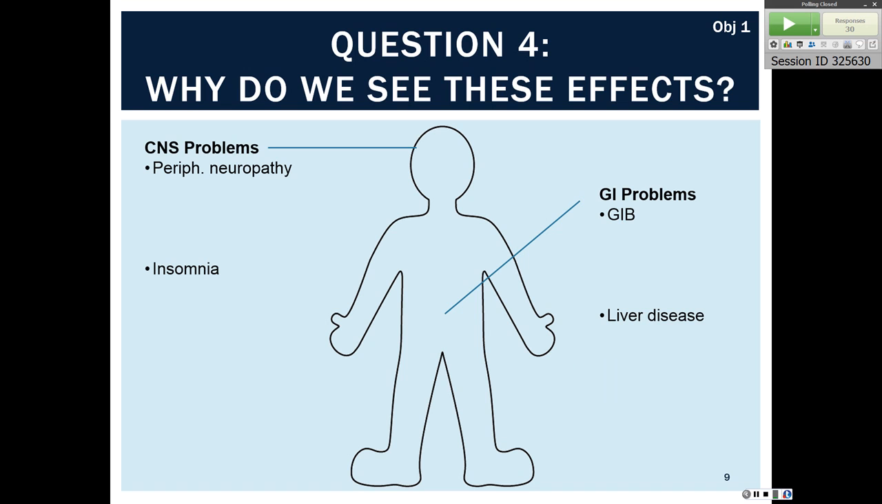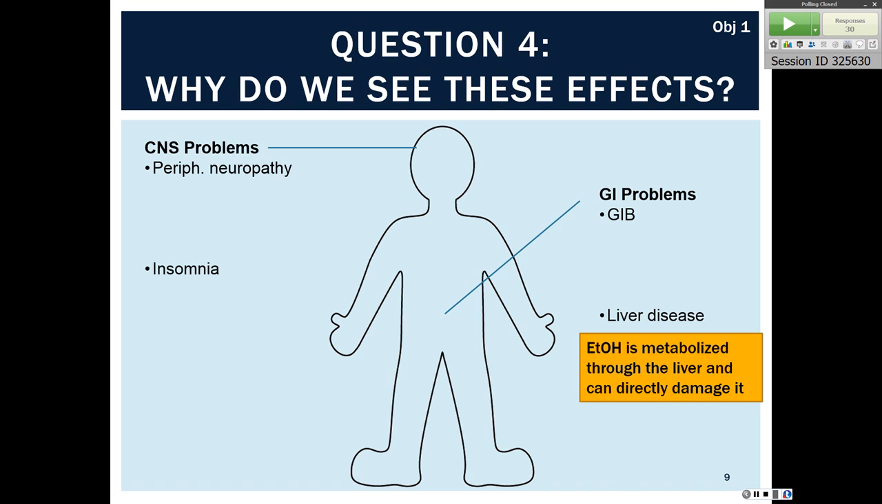Why do you think alcohol is associated with liver disease? Because it's metabolized by the liver. Exactly. And so when the liver starts saying, I can't do this anymore, you start getting a whole bunch of buildup of bad things. Okay.